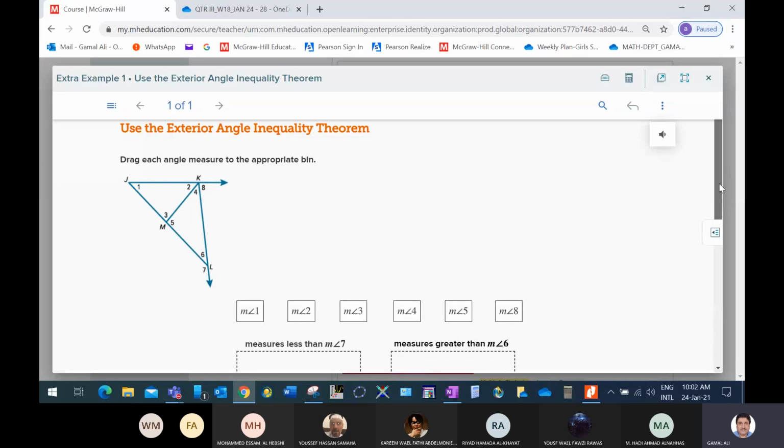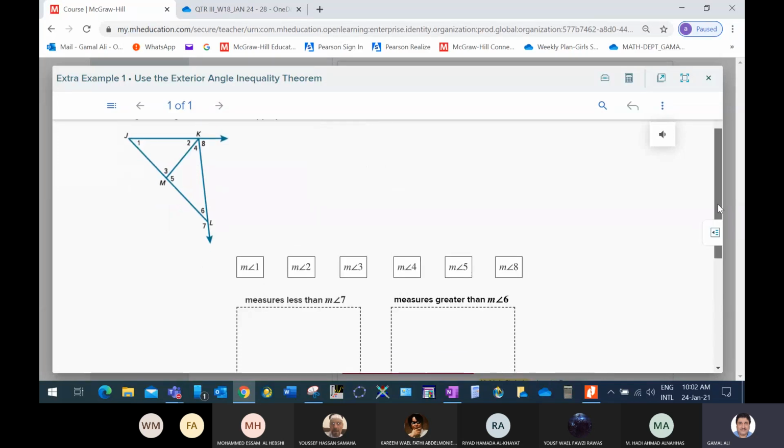Here, Walid. Can you see the angles? In this box, we will put the measures of the angles that are less than angle 7. Where is angle 7? Can you see angle 7? Yes, angle 7 is an exterior angle. An exterior angle for what? For the triangle LJK and for the triangle LMK.